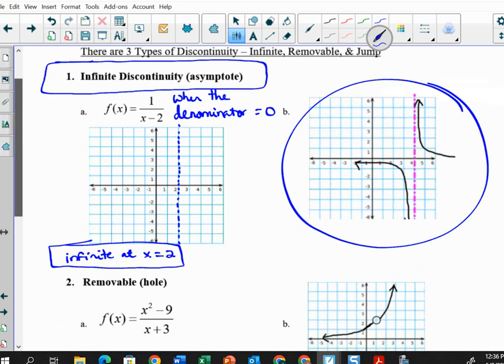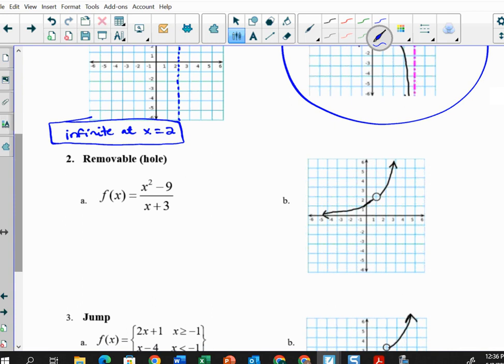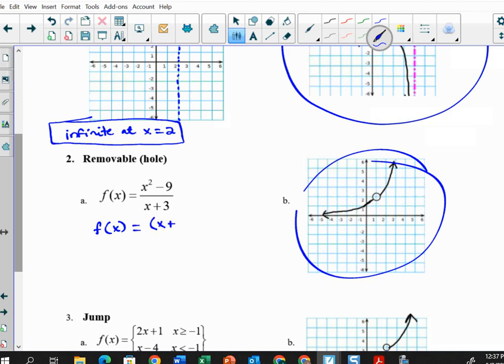Okay. The next type we're going to look at is removable. You guys usually call it a hole. On your graph, it looks like this. There's a little open circle on your graph. This comes from a factor canceling out. I always think of it as you remove the common factor, and that creates the hole. So if I factor here, I'd have x plus 3 times x minus 3 over x plus 3.